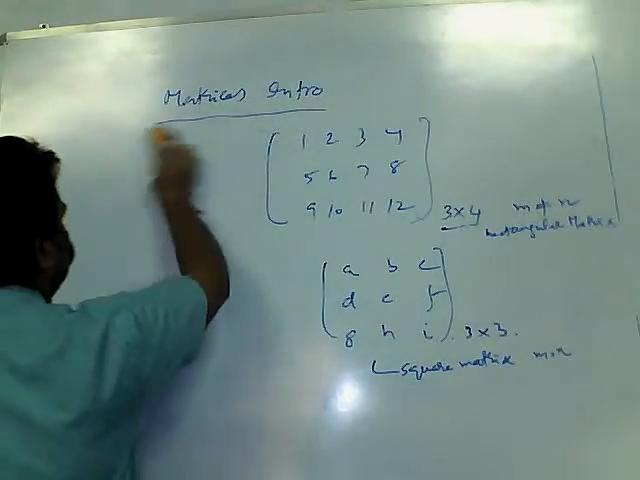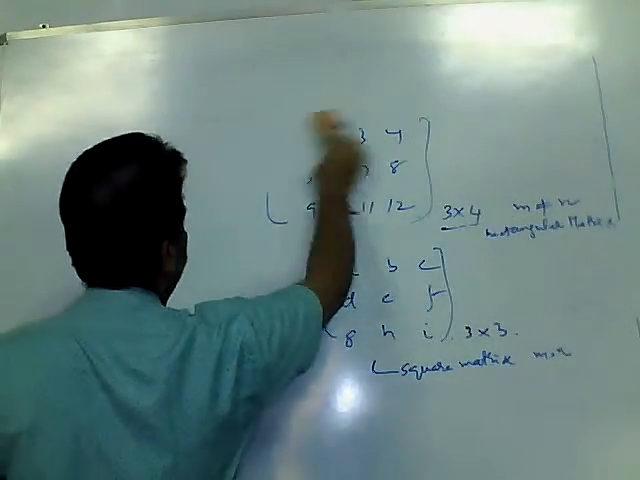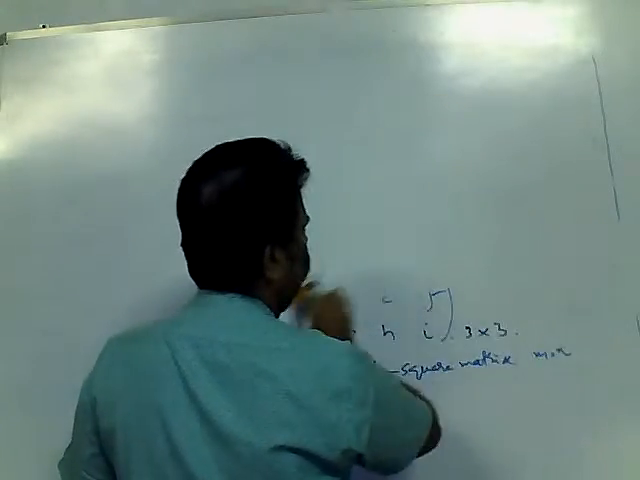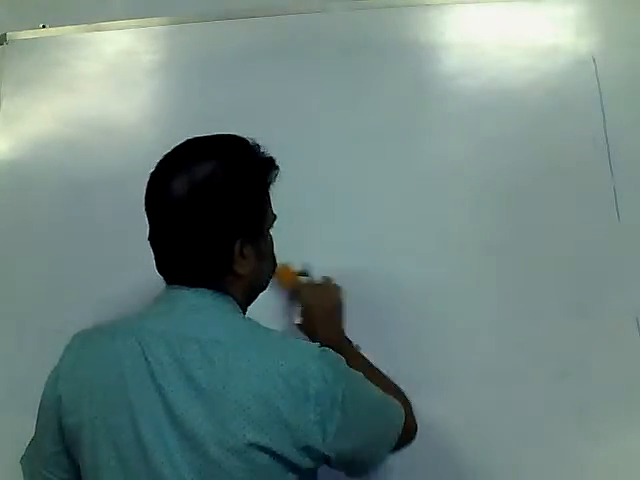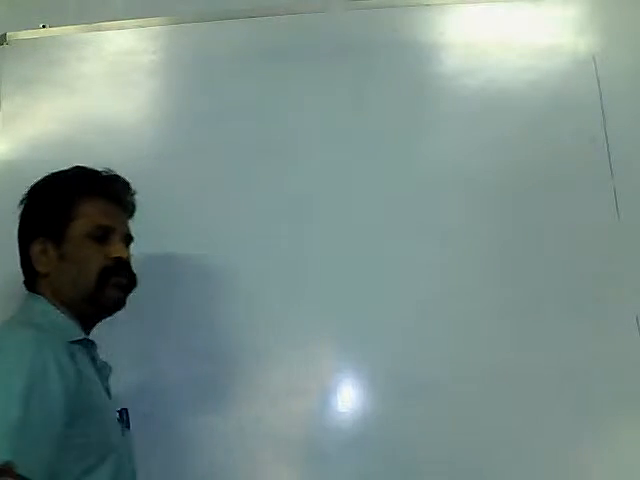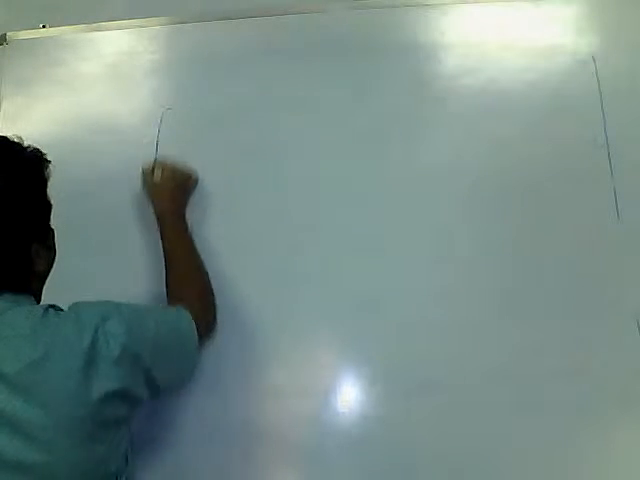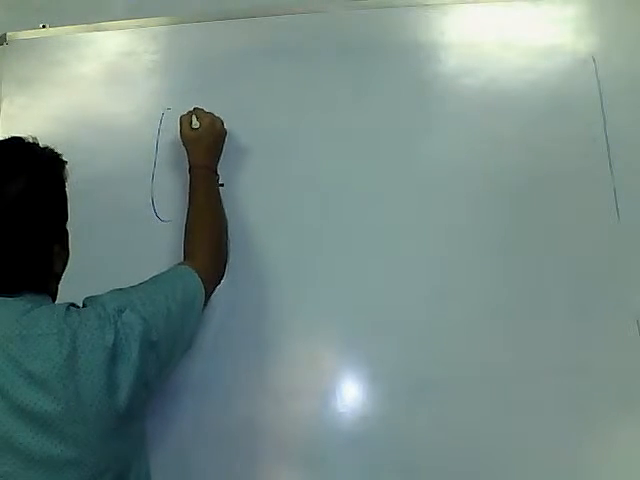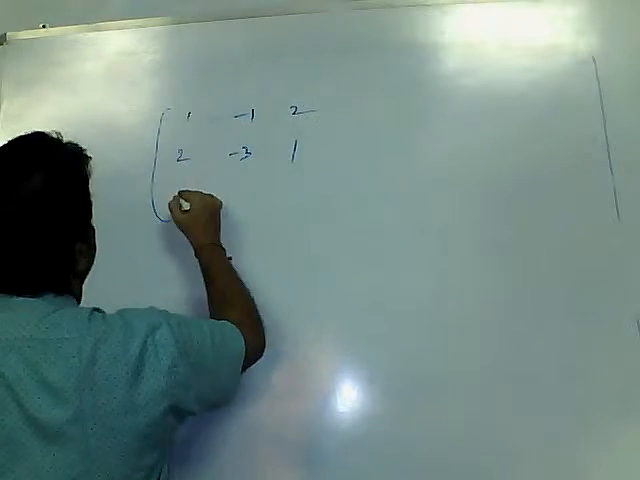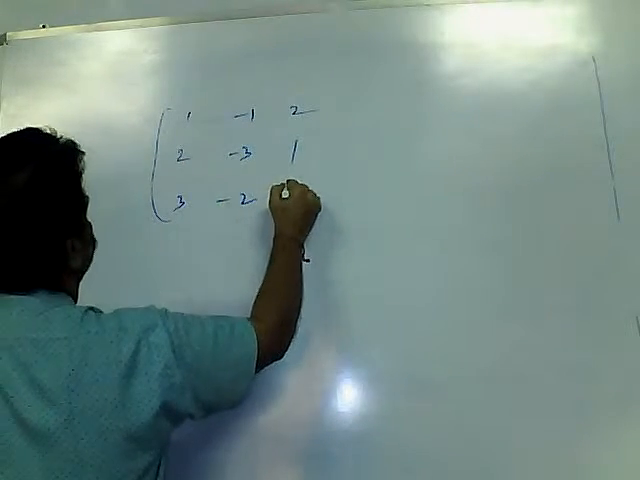So the nature of the matrix is decided by the order, that is, its number of rows as well as number of columns. Order is nothing but number of rows and number of columns. Now, here we can take first row 1, minus 1, 2; second row 2, minus 3, 1; third row 3, minus 2, 4.